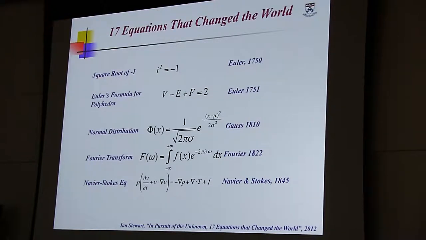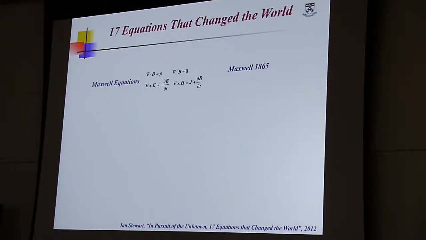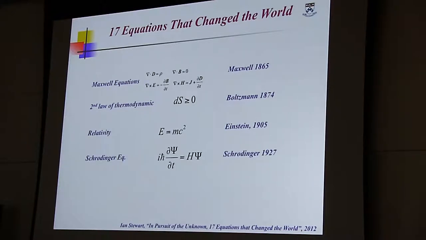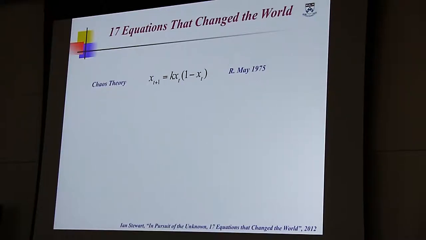And the Navier-Stokes equation actually predates Maxwell's equations. And of course, our beloved Maxwell's equations in 1865, Boltzmann's second law of thermodynamics, Einstein's relativity, the Schrödinger equation, 1927, Claude Shannon, information theory, of course. Now Robert May, 1975, in chaos theory, is coming to the years that some of us have been born, so it's becoming closer. And the Black-Scholes equation, 1990s, for the financial market and derivatives. By the way, this was the only one I didn't know anything about, so I asked my daughter, who's in the area of finance, and she said, yes, actually, this is an important equation. So I trust her judgment.